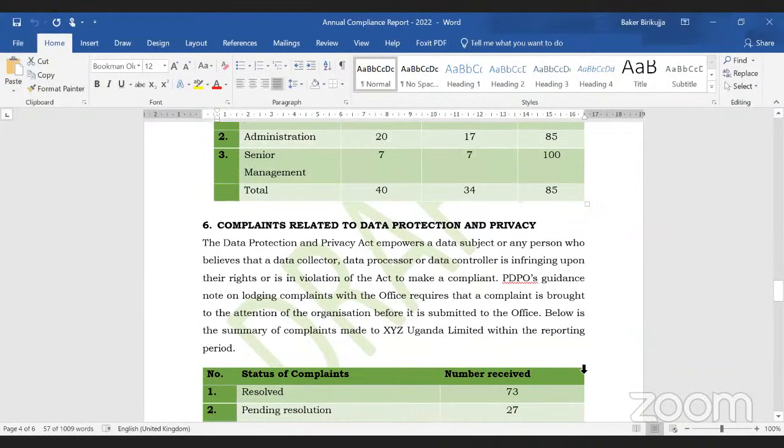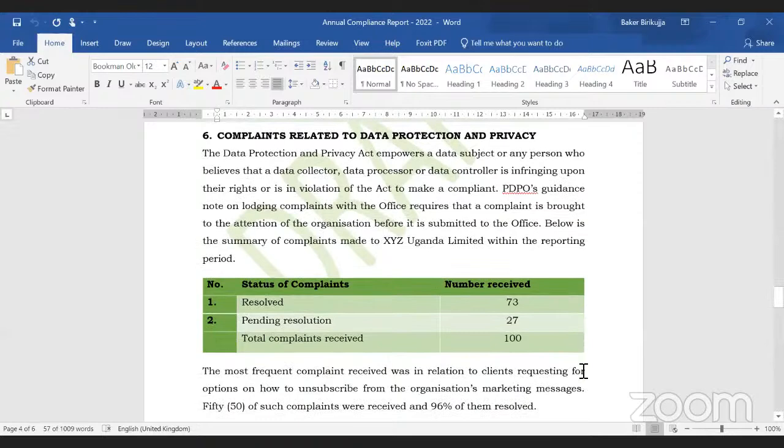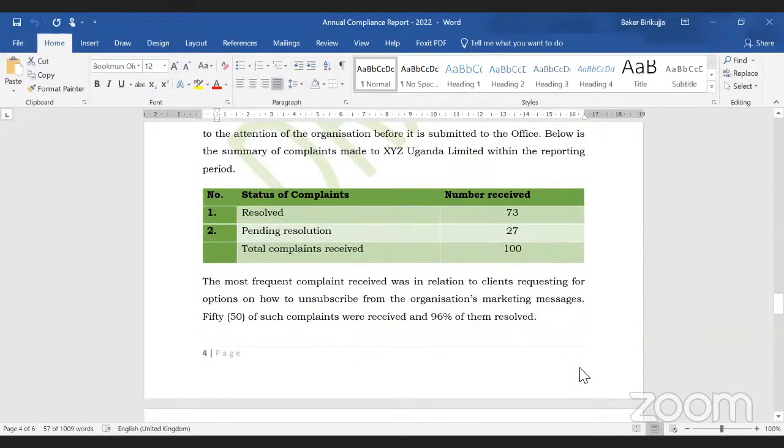Then the other one will be on complaints. Now for complaints, the law requires that you're supposed to resolve complaints within a particular period of time, because complaints take various forms. There is Form 9, and then Form 9, 11, and I think 7. But when you're reporting here, you can amalgamate and just tell us those that have been resolved. You give us a number, those that are pending resolution, and then the total complaints resolved. But here you also need to give us the most frequent complaint received and what it was about.